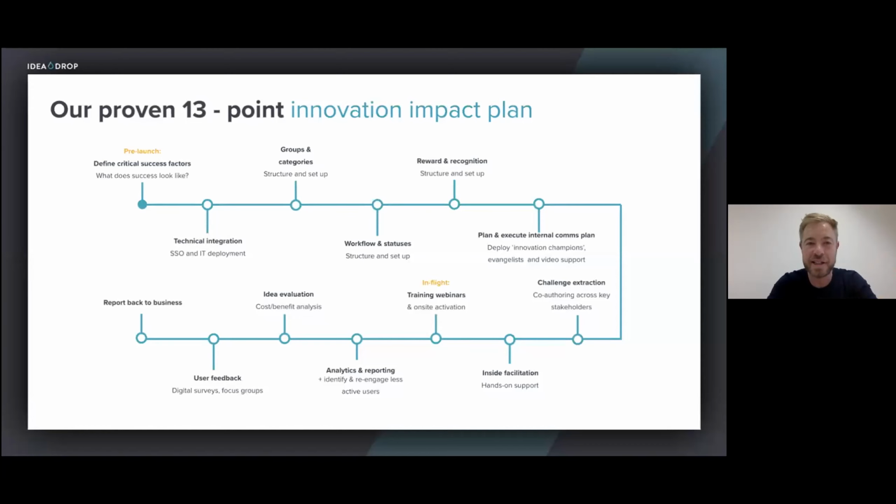We're covering one module of the innovation impact plan today. This is the impact plan that we take our customers through: understanding what success looks like, how you communicate that internally throughout the organization, how you drive challenges, and how you report value back to the business. We're in the bottom right quadrant now, looking at the process aspects: how do we set up and plan for success?